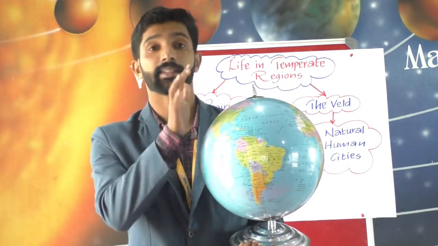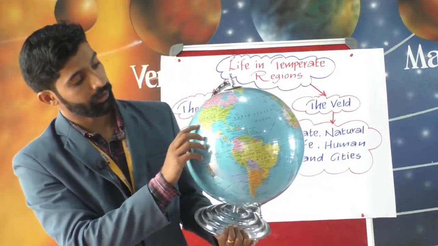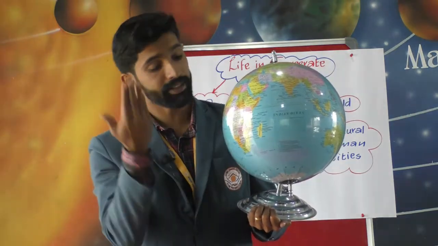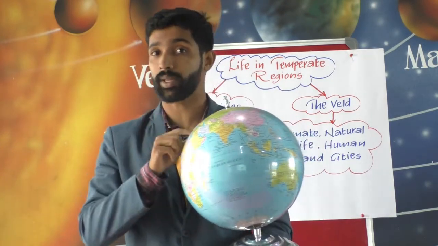The temperate regions of the world extend between the Tropic of Cancer and the Arctic Circle in the northern hemisphere. Here you can see Canada and North America. And in the southern hemisphere, it is between the Tropic of Capricorn and Antarctic Circle, South Africa, some areas of South Africa.